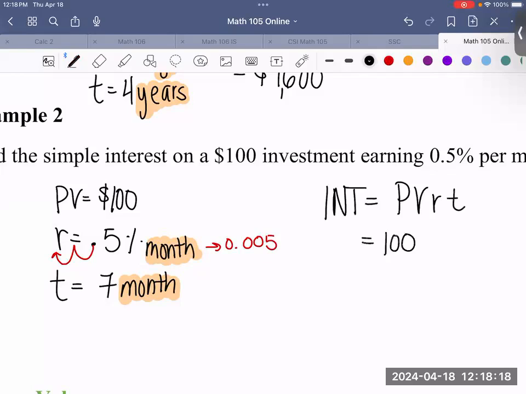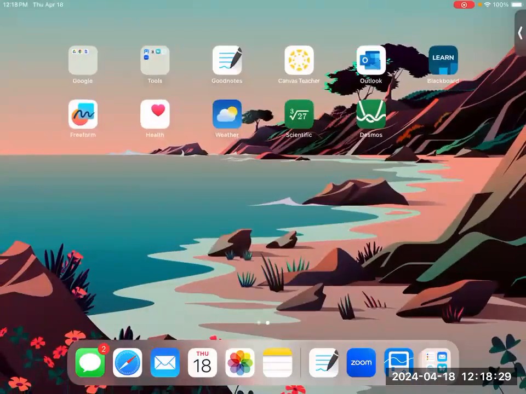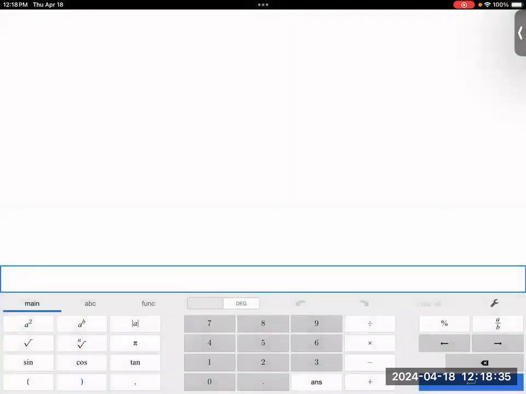So 100 times your rate, 0.005 times 7. And I'm going to show you a different calculator this time. I will show you Desmos Scientific. Now, Desmos Scientific doesn't have everything that we need. It has a good portion of it. So I'll show you either way.